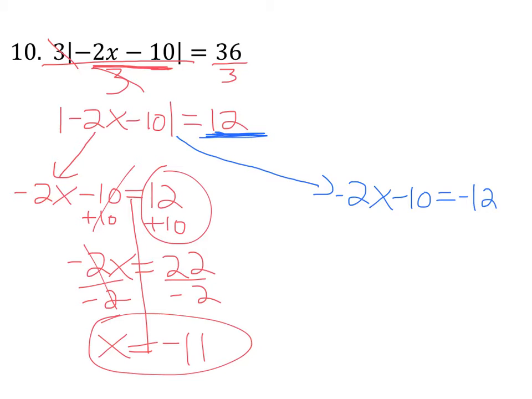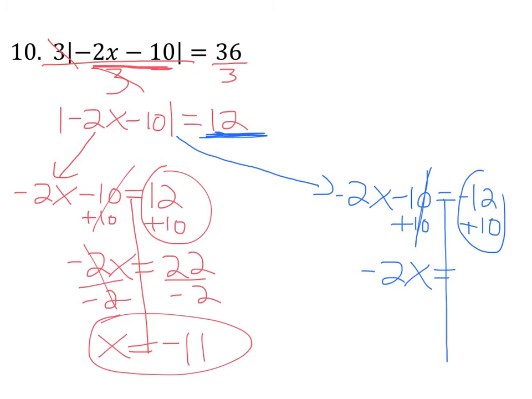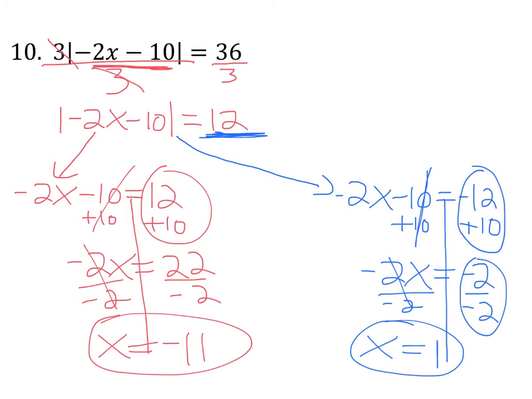If I go to the second equation in blue, I'm going to do the same thing. Same 2 steps. I'm going to add 10 to both sides. I'm going to draw the line straight down. This cancels. Add 10 to the right side. So I'm going to have negative 2x equals, and negative 12 plus 10 is negative 2. Then I divide both sides by negative 2. And pay attention, negative divided by negative is a positive, and negative 2 divided by negative 2 is positive 1. So these are the 2 answers there, negative 11 and 1.